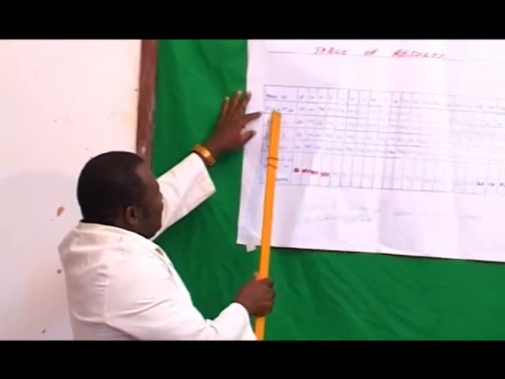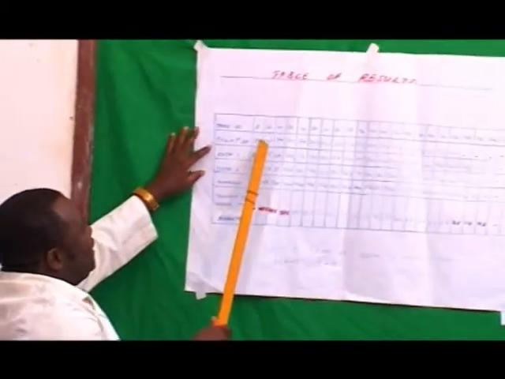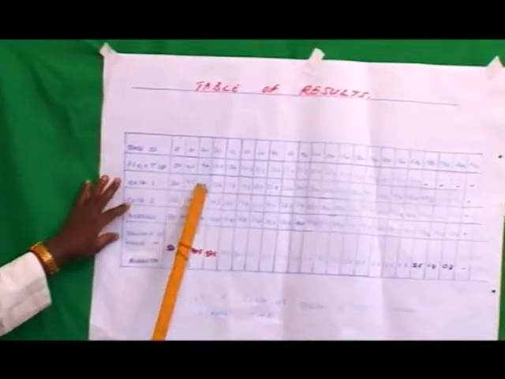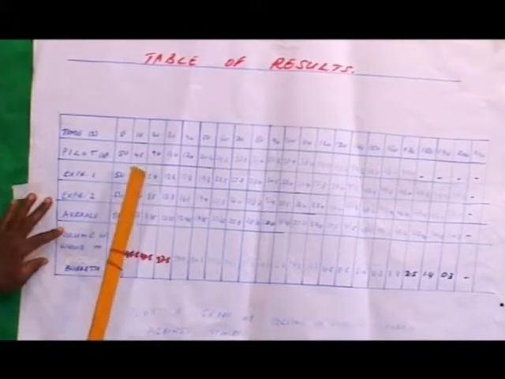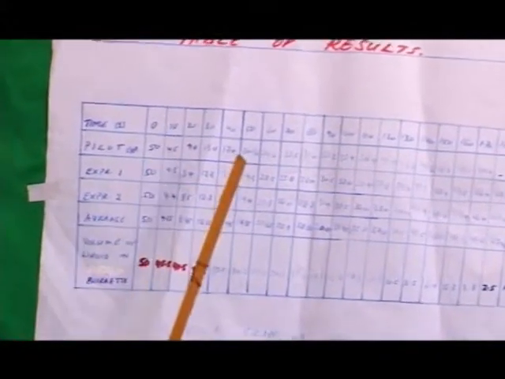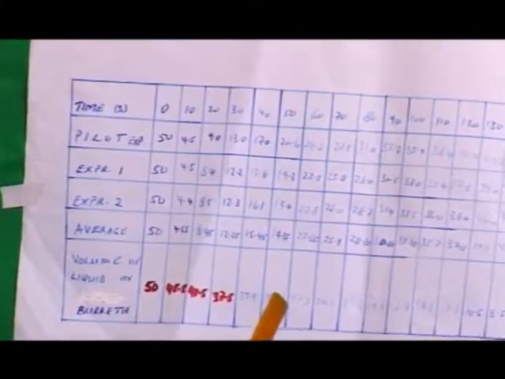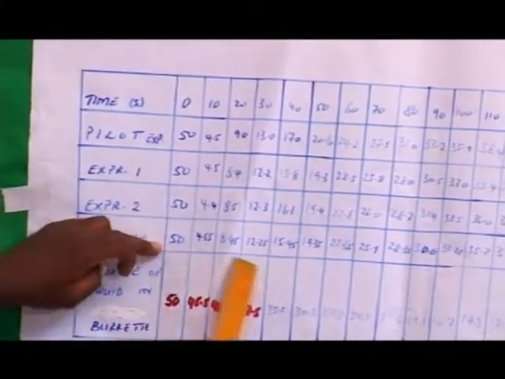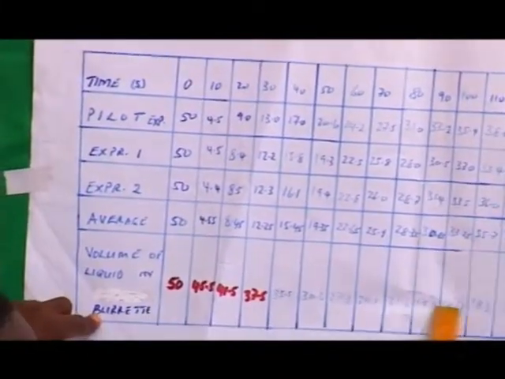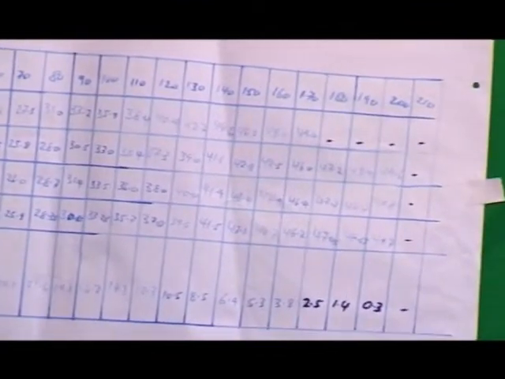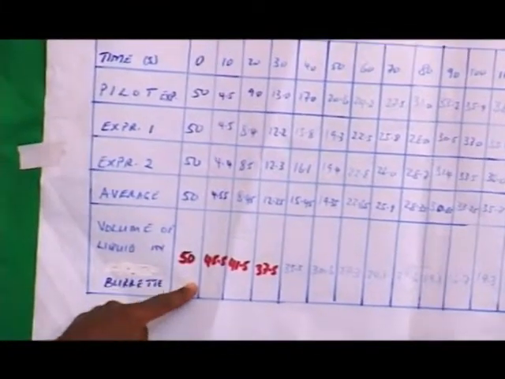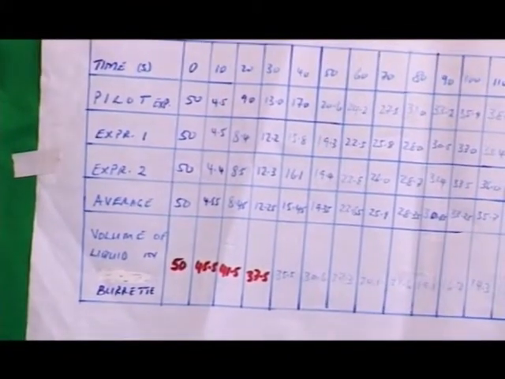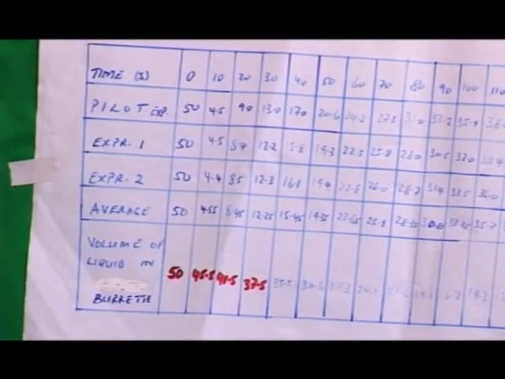We had the first experiment, which was the pilot experiment, experiment 1, experiment 2, then this is the average. Taking 50 cubic centimeters, which is the volume of the burette, subtract this average, we get the results here. Using these results and time, plot a graph of volume of the liquid in the beaker against time.